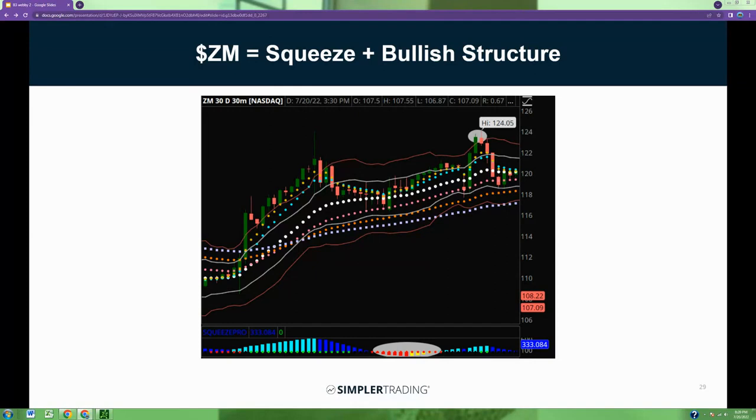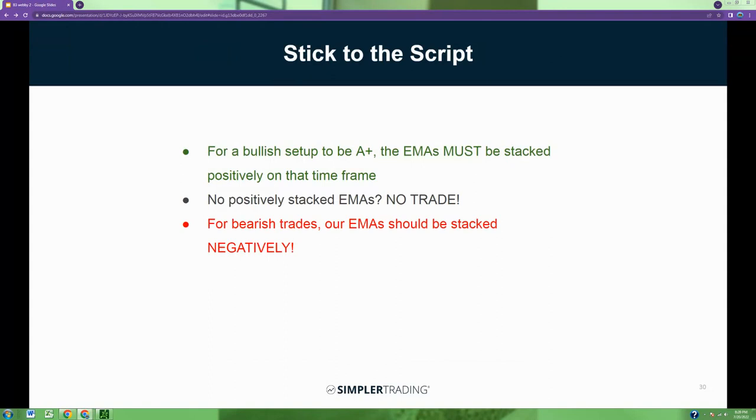And as we can see, the EMAs were stacked positively, meaning that 30-minute squeeze had the bullish structure that we need to get long. So we cannot ignore this one. Speaking from experience, I learned about the stacked EMAs from John years ago. I ignored it for a good year and a half, 2 years. I paid the price. Really learned my lesson. I don't want you guys to go through those same frustrations. For a bullish setup on any time frame to be A+, there's 100% got to be positively stacked EMAs. So another golden rule: no positively stacked EMAs, no trade.